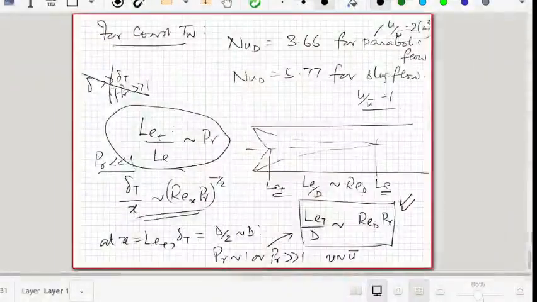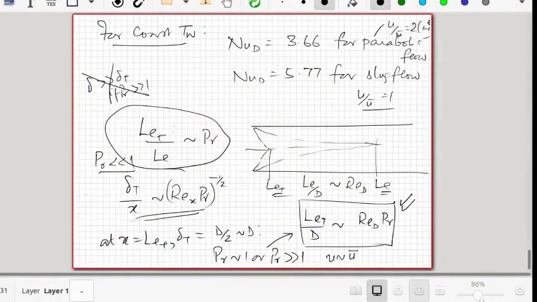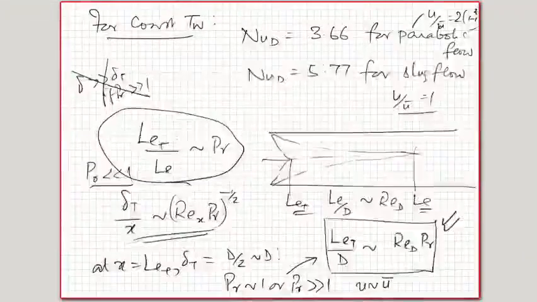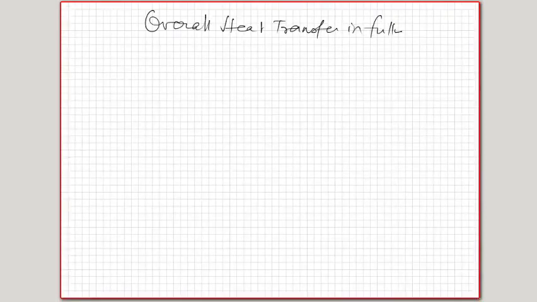So let's move to the whiteboard and start discussing first the fully developed flow with constant wall temperature, the calculation of overall heat transfer. Overall heat transfer in fully developed flow with constant wall temperature.